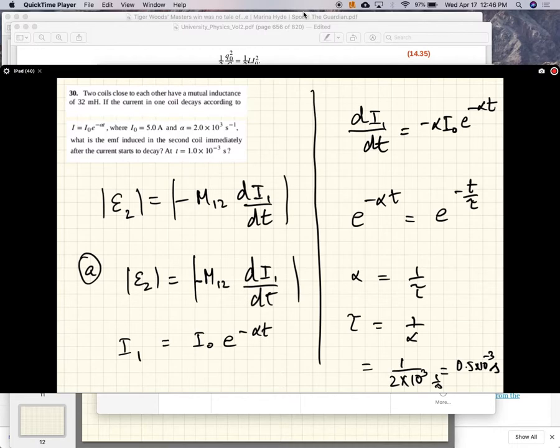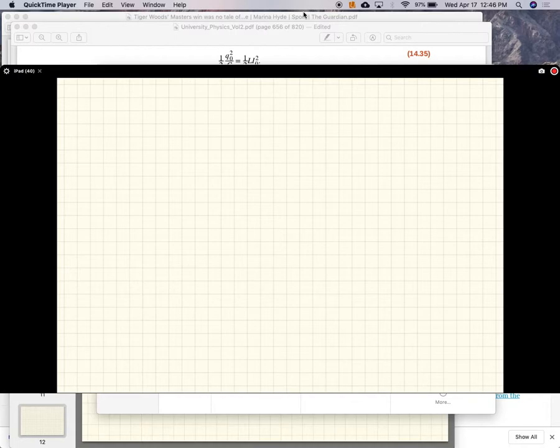Okay, so what is it that we're calculating? So we have di by dt. For part A, what we want is the EMF induced in the secondary coil immediately after the current starts to decay. That means at time t equal to 0. That's what we want. So EMF at t equal to 0, EMF equal to M12 di1 by dt.